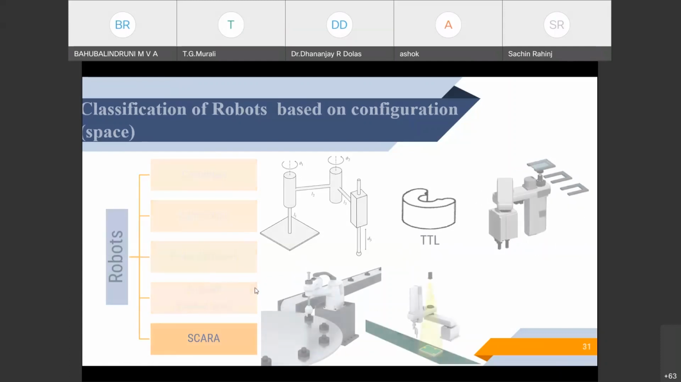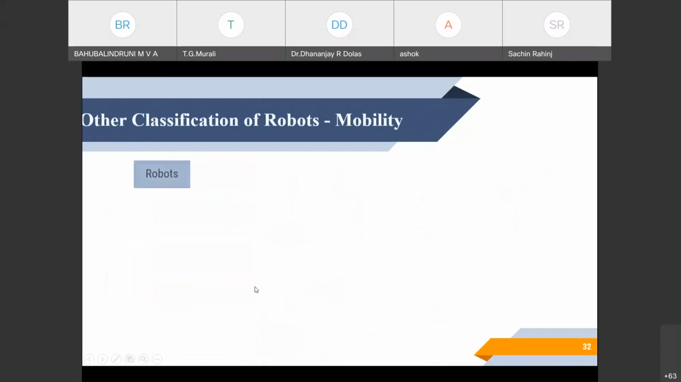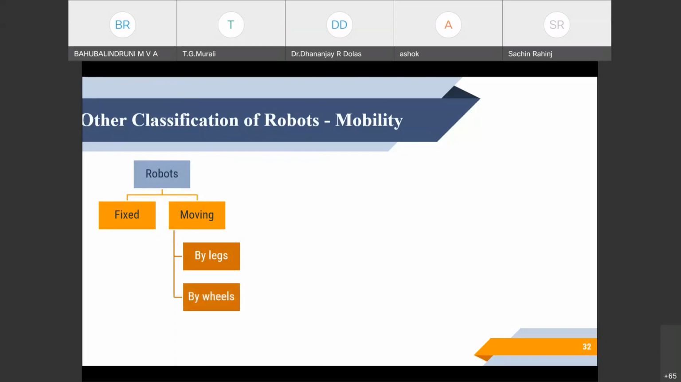And the next classification we can do is based on the mobility. Most of the industrial applications use fixed robots, which means the base is fixed. The other arms would be moving to reach the respective locations. The second classification is the moving robots. The movement can be given by legs or by wheels.